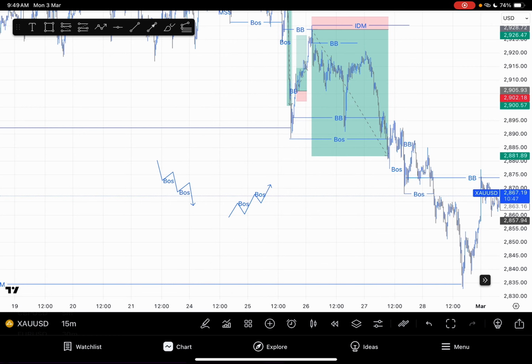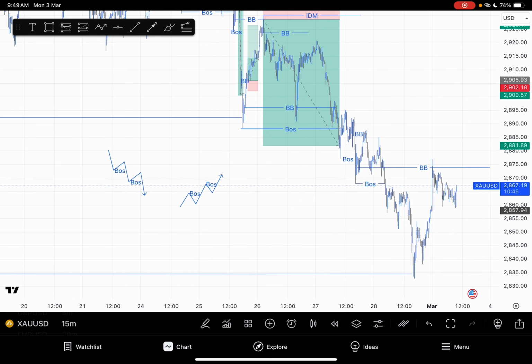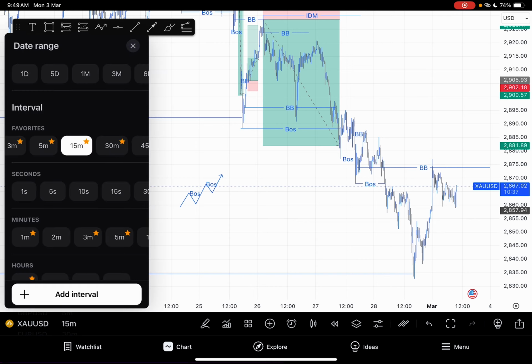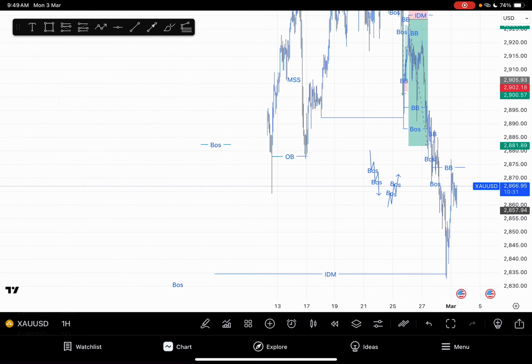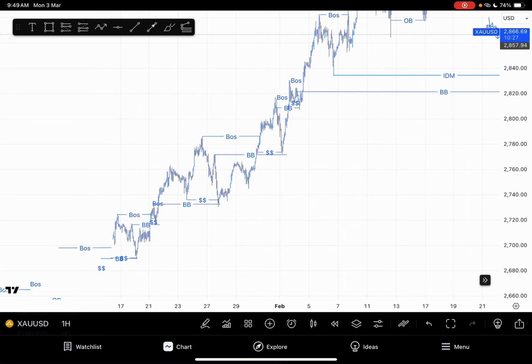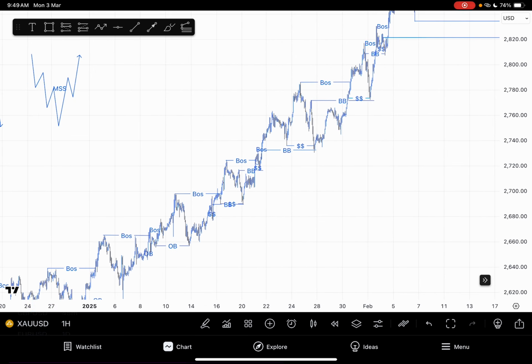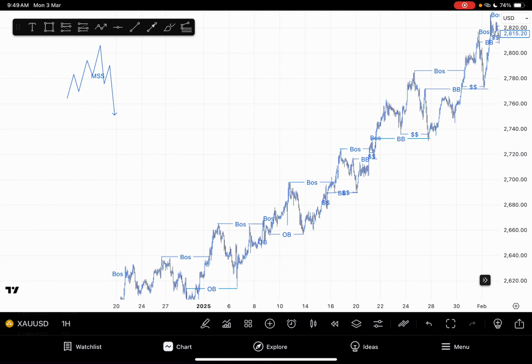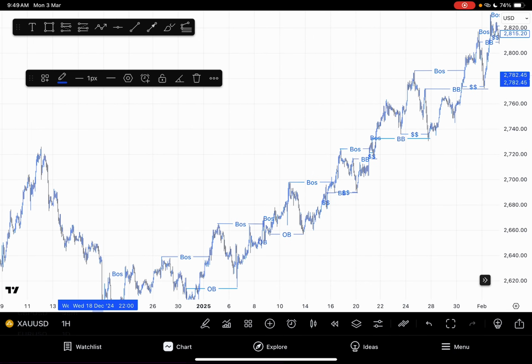And there are break of structures on multiple time frames. There are break of structures on the daily time frame, 4 hour time frame, 1 hour time frame, just like that. So on a normal day, if you want to do your analysis, you can start from the higher time frame, looking at the direction of price.